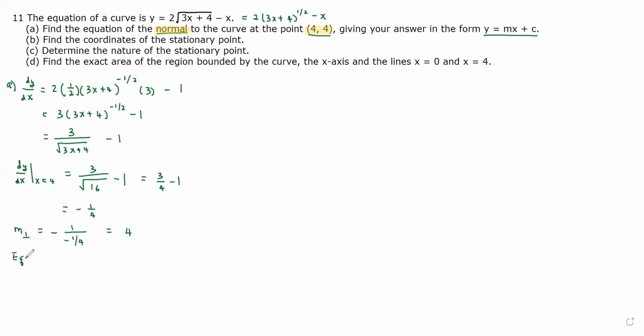Then the equation of the normal. We have y minus 4 equals 4 times (x minus 4). So y minus 4 is 4x minus 16, and that can be written as y equals 4x minus 12.